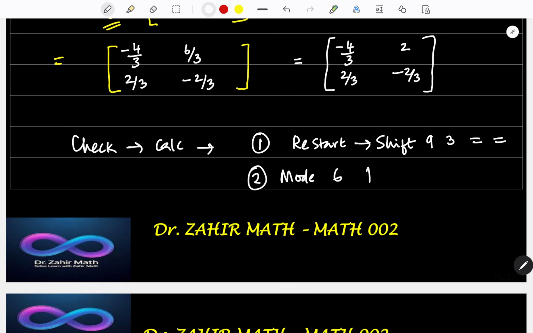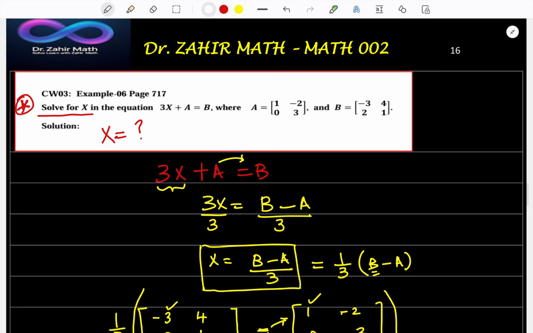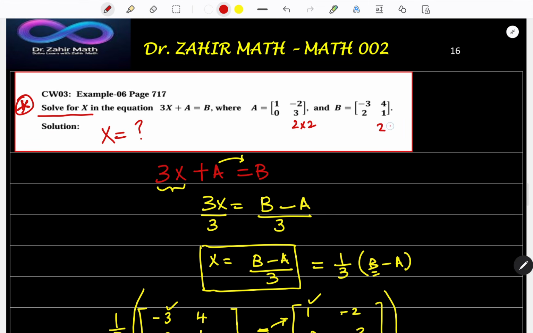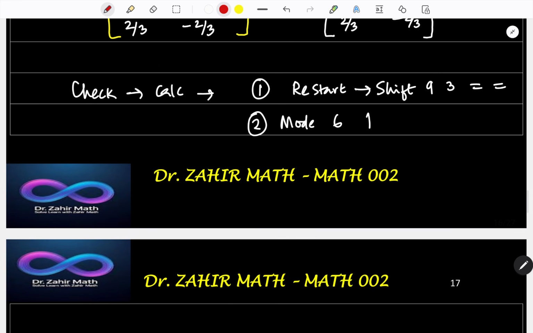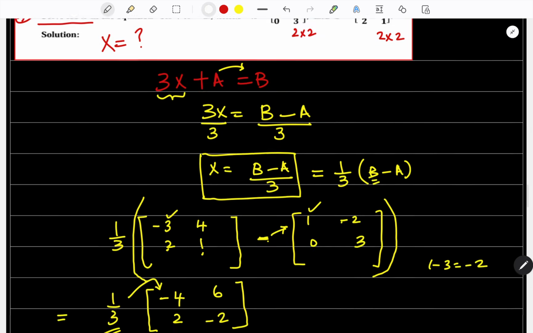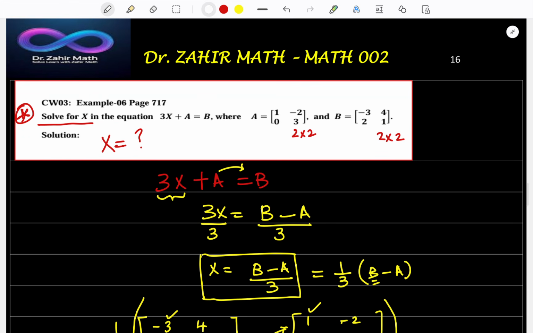Now press 1, which is mat A, right? 3, right? Now look at your question. This is a 2 by 2 matrix and this is a 2 by 2 matrix. So where is 2 by 2 matrix? Number 5. Now give the data of the first matrix: mode 6, 1, and then press number 5, mat A. 1, press equal sign, minus 2 equal sign, 0, and then 3.